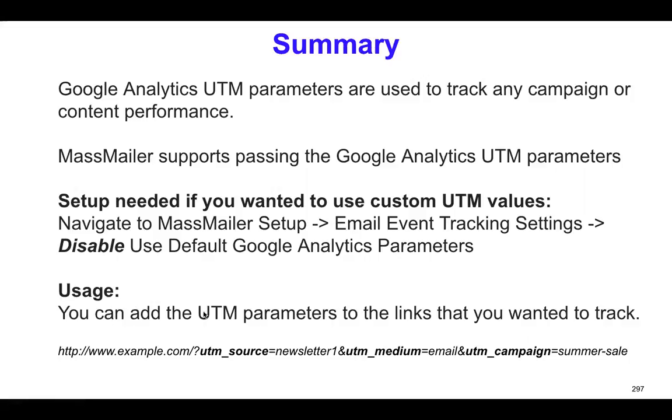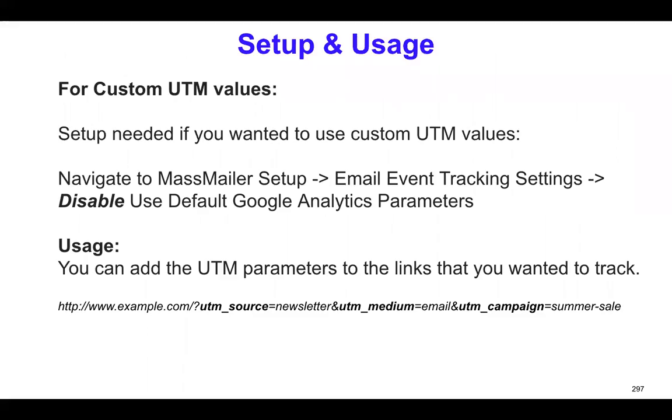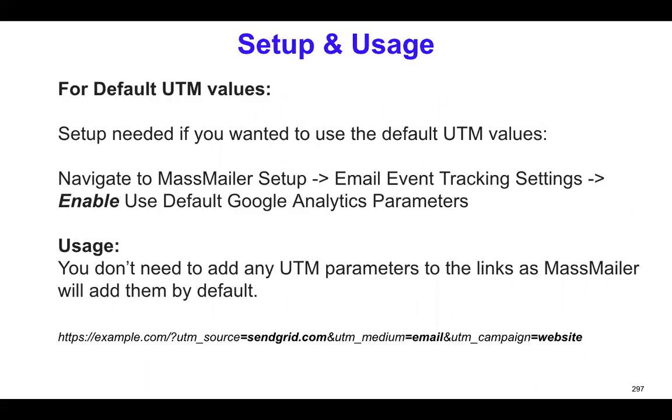Now you can add the UTM parameters to the links in your template. So it could be a domain, and then you can add these kinds of parameters to your template links: UTM source, UTM medium, and UTM campaign, and these three can be changed based on your need.